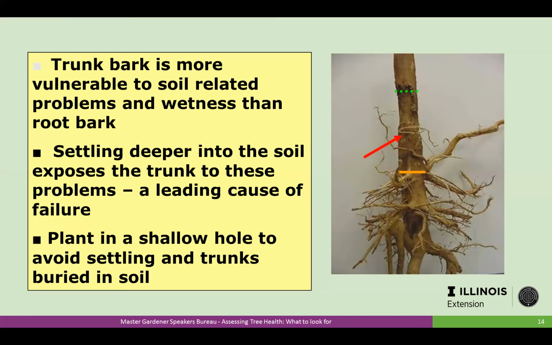But in this case, if you have the bark rot out where that red arrow is pointing, if that bark rots out all the way around that tree, then it's going to definitely compromise its ability to transport water and nutrients up and the carbohydrates down through that stem. So plant in a shallow hole to avoid settling and getting your trunk buried in the soil.